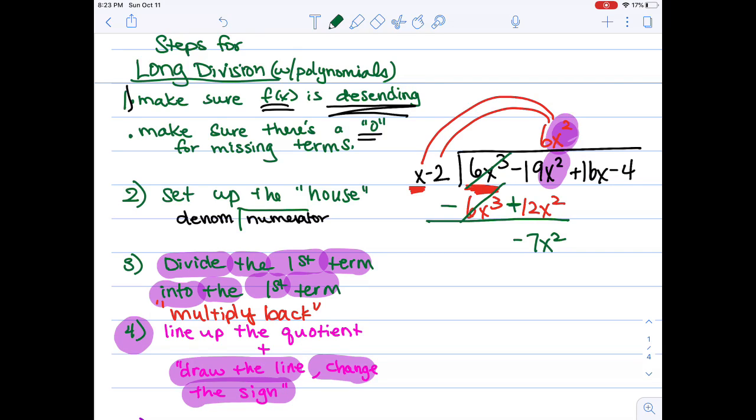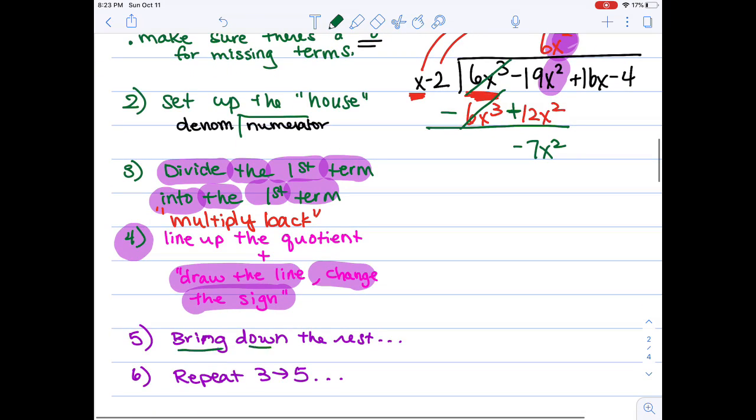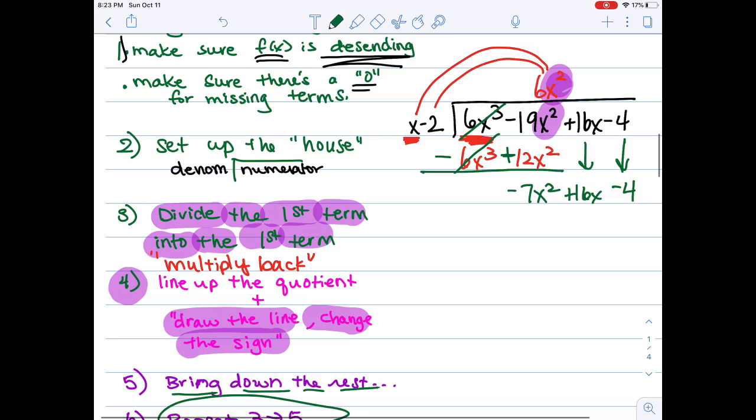And now we're going to step 5, bring down the rest. So we bring down the 16x and we bring down the minus 4. And now we're going to repeat our steps again. So in blue, I'm going to go first term into the first term. I know negative 7x squared divided by x is negative 7x. And now we multiply back.